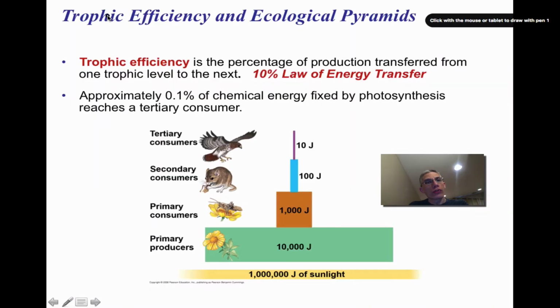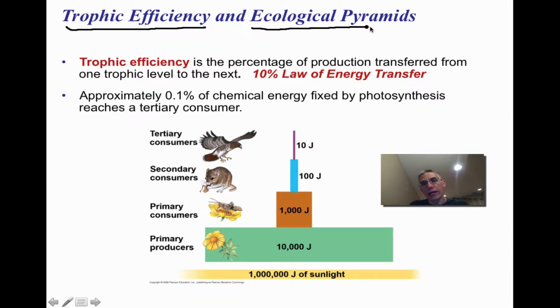Now, what we're also going to do is talk about something called trophic efficiency, and I kind of hinted at this a little bit earlier, something called ecological pyramids. Trophic efficiency is going to be the percentage of production that's transferred from one trophic level to the next. And typically they call that the 10% law of energy transfer.